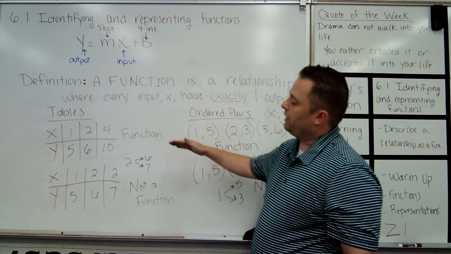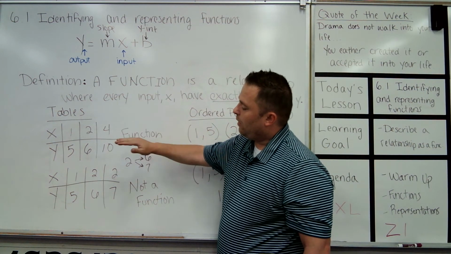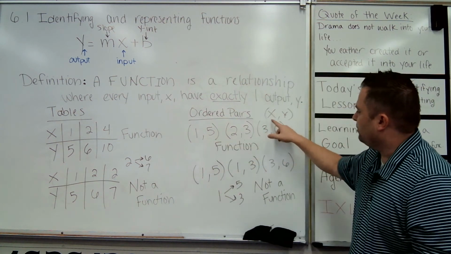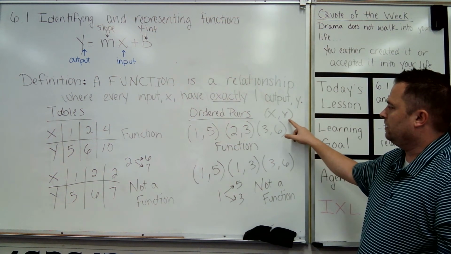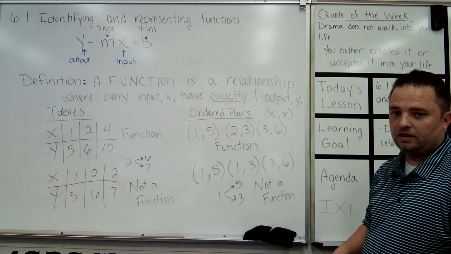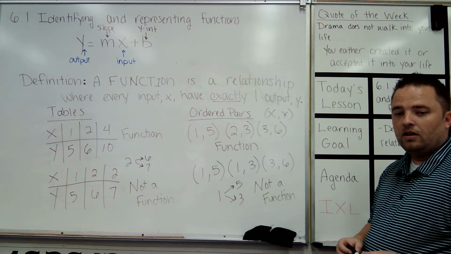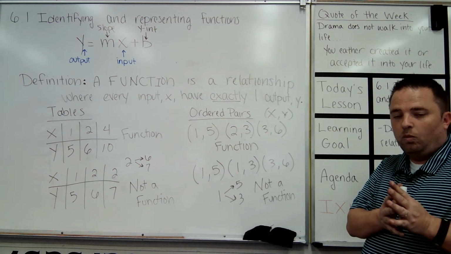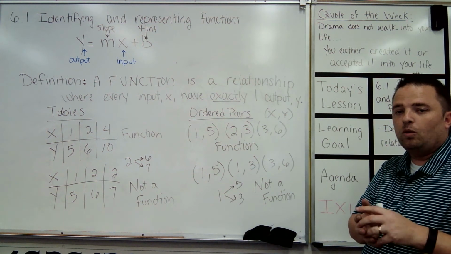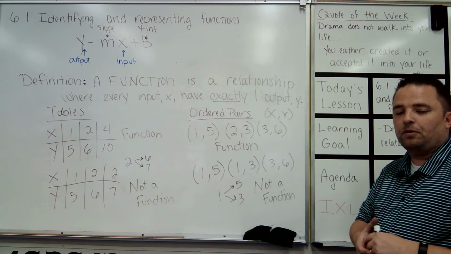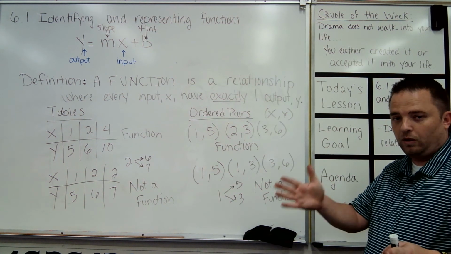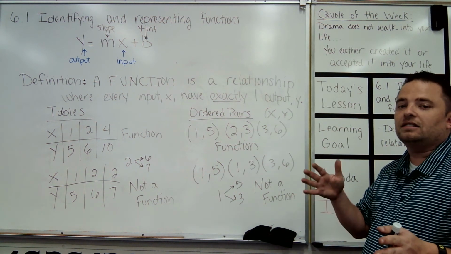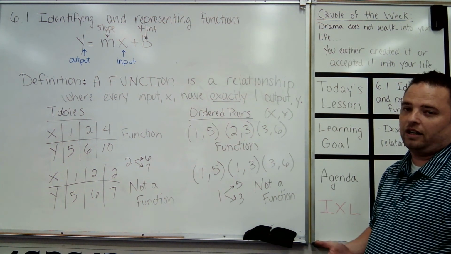If you can decide what inputs and outputs are on tables and on ordered pairs, then you're in great shape. Or even in the Venn diagram, understand that we're just trying to know whether one input produces one output or if it produces more. If every input has exactly one output, it's a function. If every input does not have exactly one output, it is not a function.